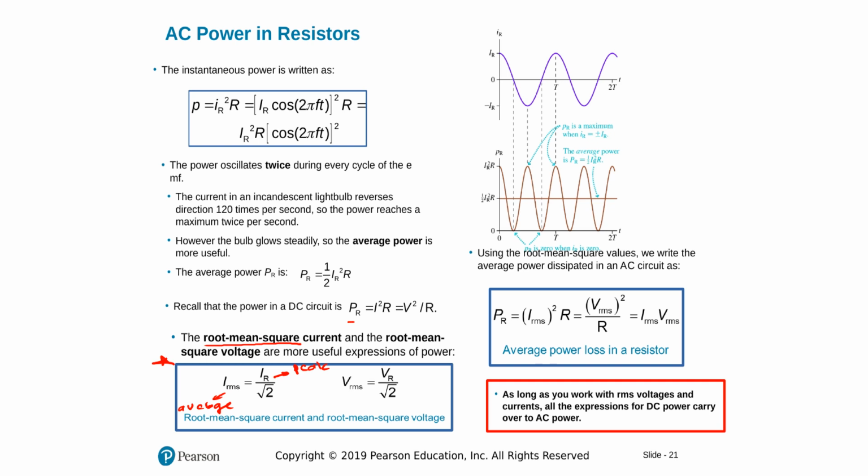Then I can go ahead and calculate my power the same way as I was doing before. Here is average power loss in a resistor. And remember, we could calculate using I squared R, or V squared over R, or I times V. The only difference here is we are using root mean square values or average values.